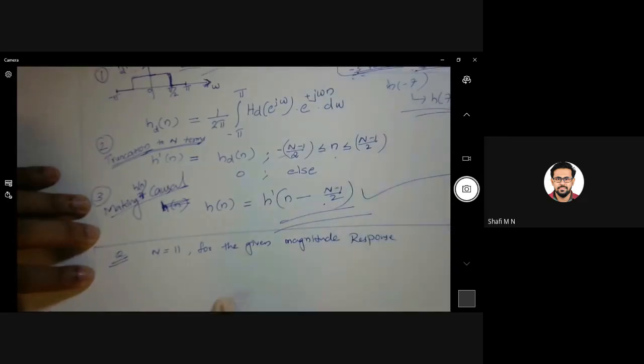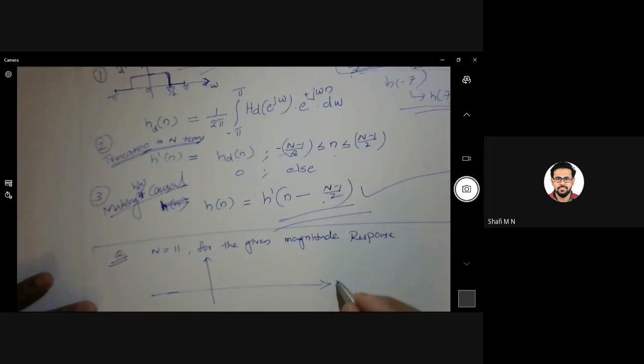So a magnitude response is provided by the customer. Customer has given you a magnitude response. He doesn't know anything else. This is omega, and this is say h of e power j omega. Sometimes customer will call it as h of e power j omega, but you have to name it as hd of e power j omega.